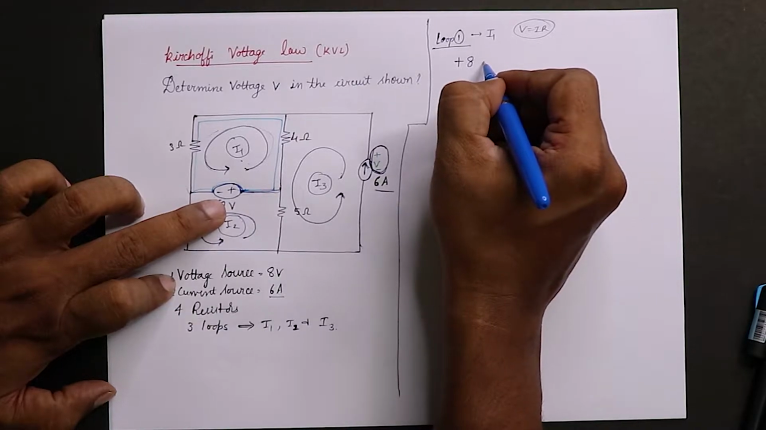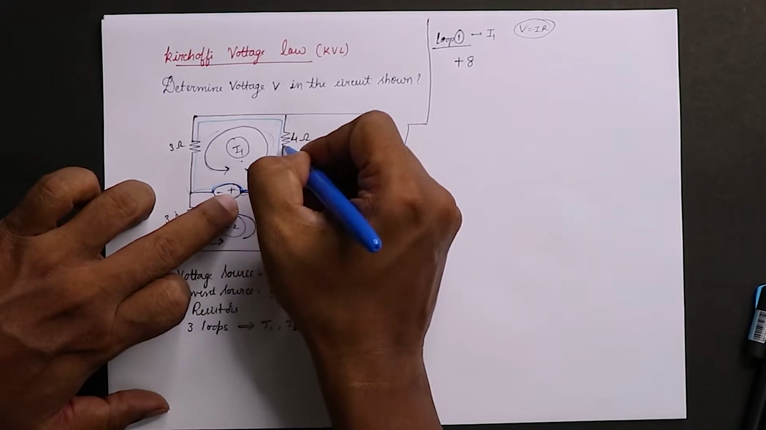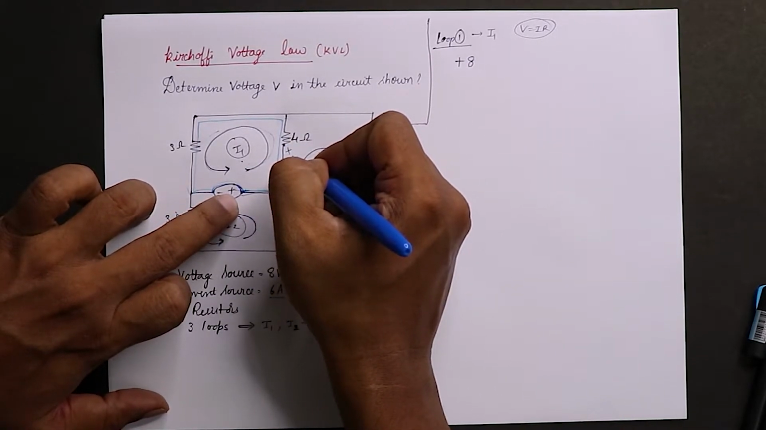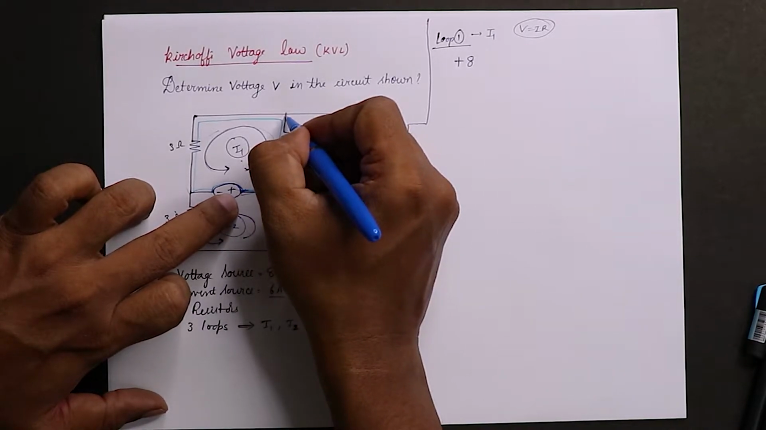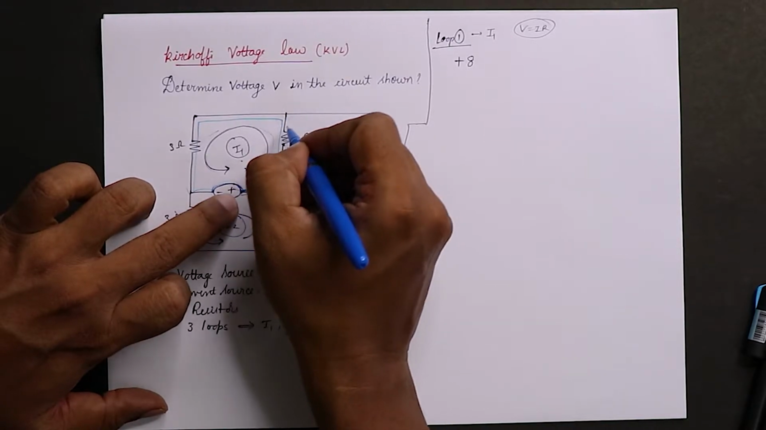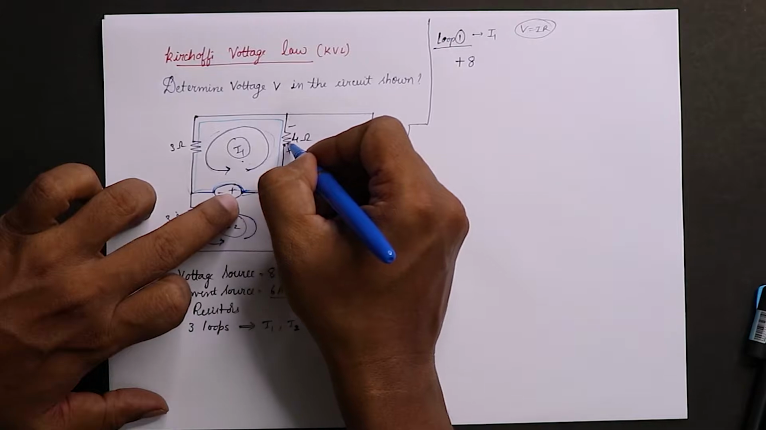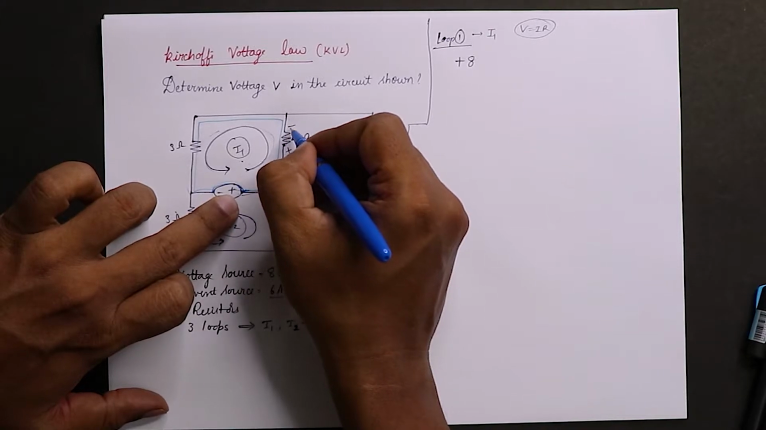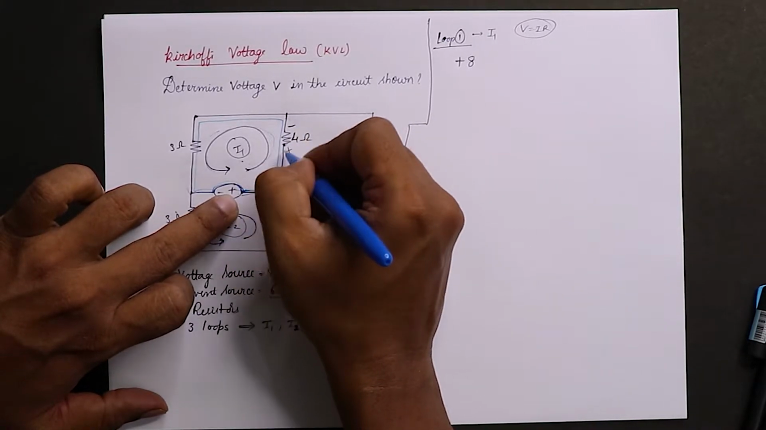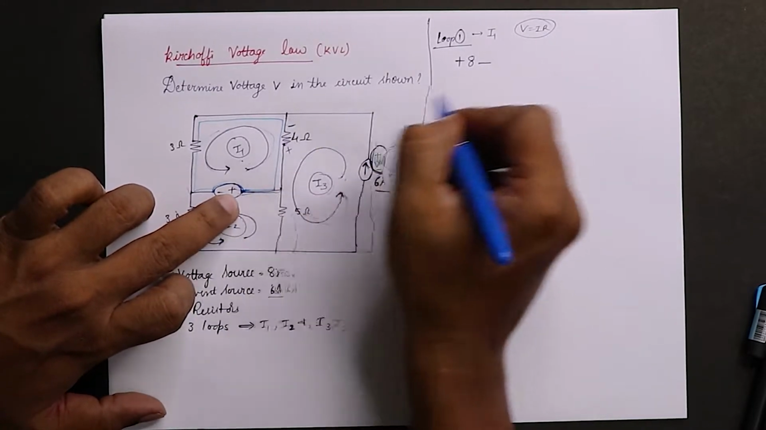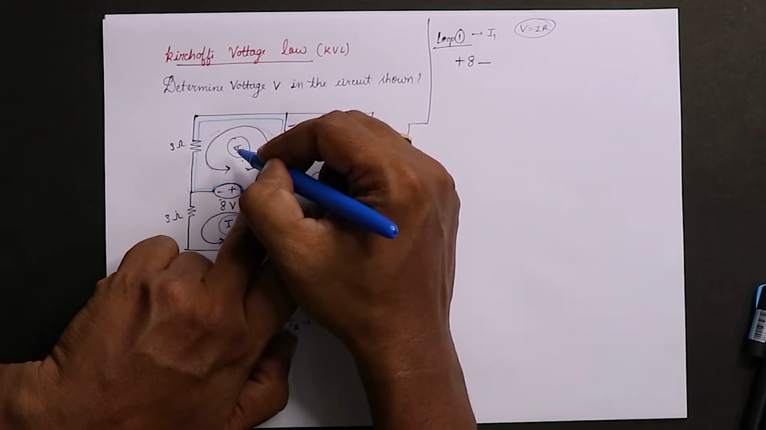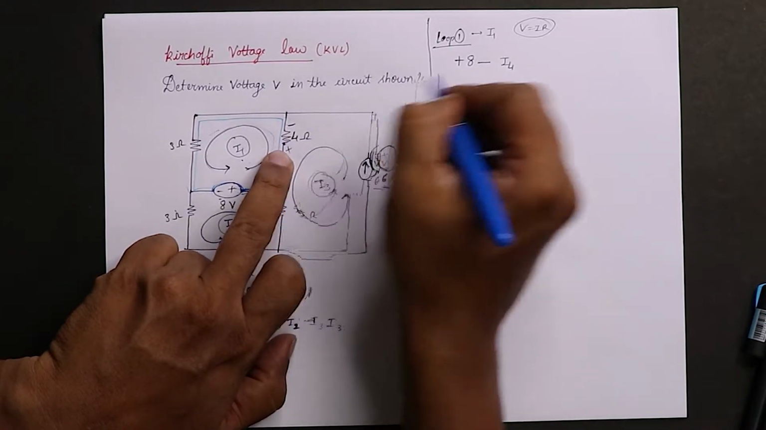Always, when the current enters the resistor it is plus, and when it is leaving, it becomes minus, because the resistance has a property to oppose the current. When current enters and is leaving, obviously some of the current is lost. That is the reason we take minus. We take only the leaving sign, so it becomes minus. To find the voltage here, we need to write V is equal to I into R. What is I? I is I1. What is R? R is 4.